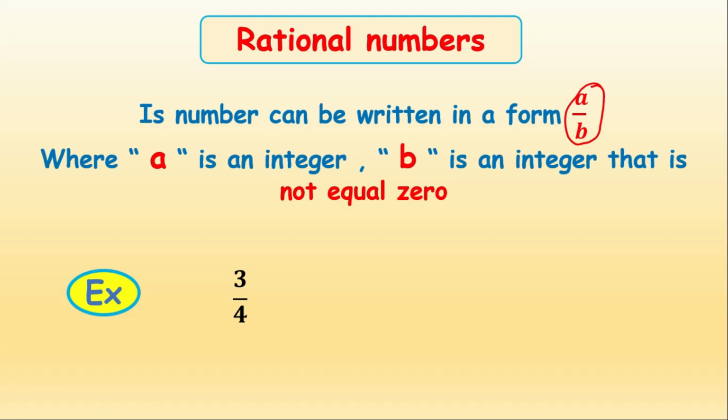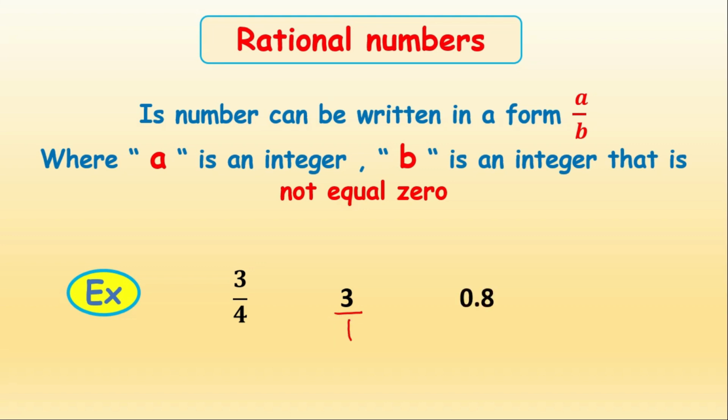Okay, another example, 3. You may tell me that 3 is a whole number, not a fraction. Yes, but also you know that any whole number has denominator 1. So you can write it as a fraction like a over b. So any whole number is called a rational number.